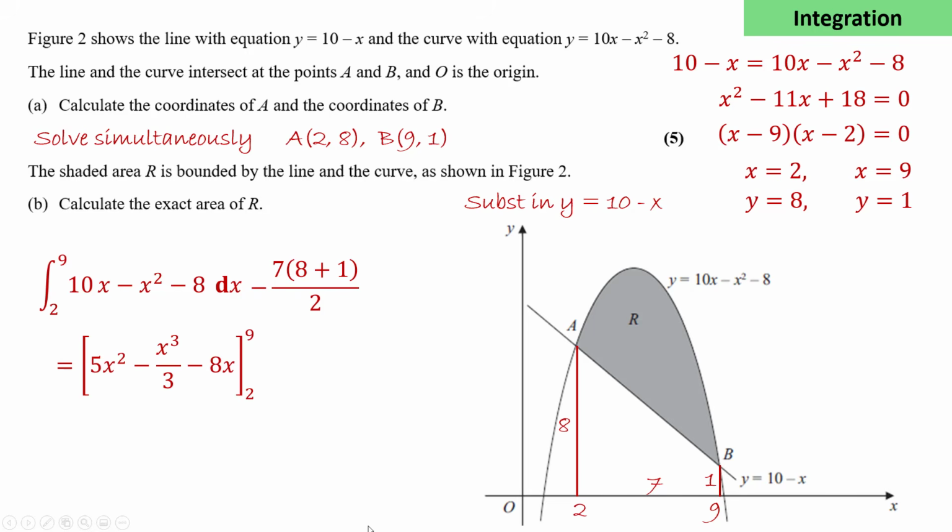over 2. Evaluating the integral, we get 5x squared minus x cubed over 3 minus 8x between 9 and 2, minus 31.5. Then when we substitute 9 into this expression, we get 90. When we substitute 2 into this expression, we get 4/3. So the exact area of R will be 90 minus 4/3 minus 31.5 equal to 343 over 6.